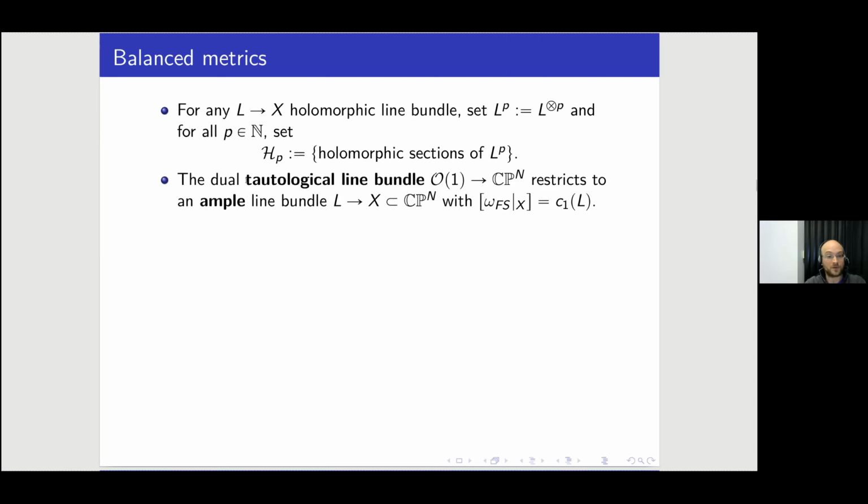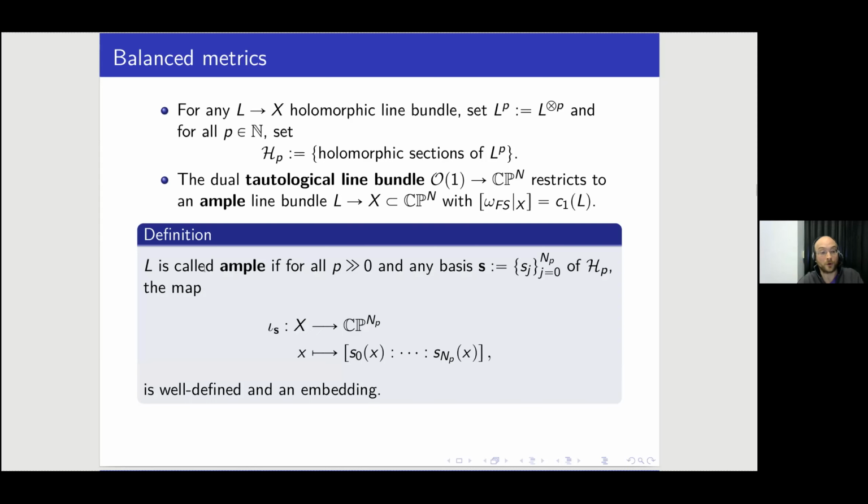And note that there is a canonical line bundle, the tautological line bundle of CP^N, which to a line in C^(N+1) associates the line that it represents. This is a tautological line bundle, but its dual, which is called O(1), restricts to a holomorphic line bundle L on X, some projective manifold, which is ample, and such that the Kähler class is actually given by the first Chern class of L. So I will be able to get rid of this awkward notation from now on and write c_1(L), okay?